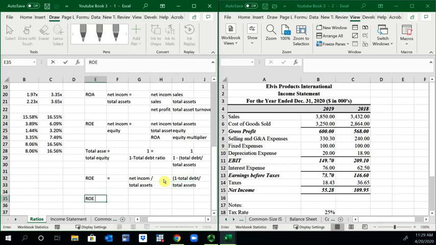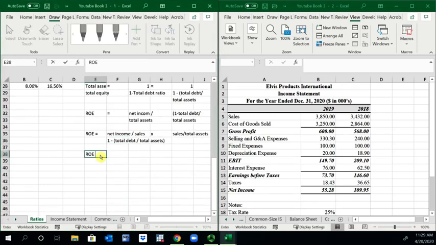So this ROE, doing a little bit more substitution, is going to be equal to net income over sales times sales over total assets, and then all that is divided by 1 minus total debt over total assets. Simplifying this is going to give you net profit margin times total asset turnover, all that divided by 1 minus the total debt ratio.